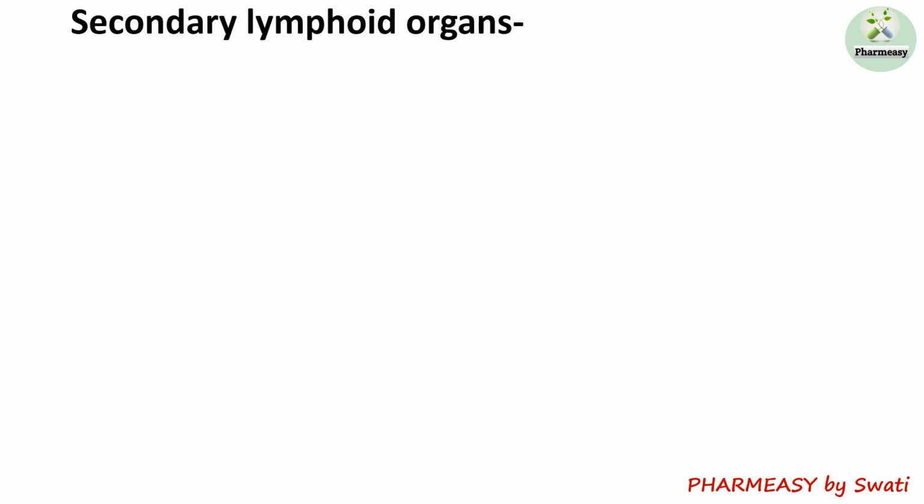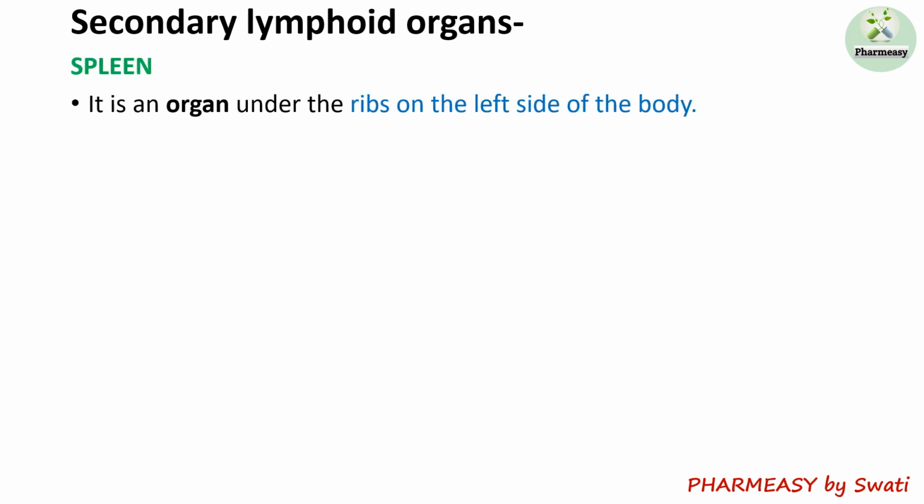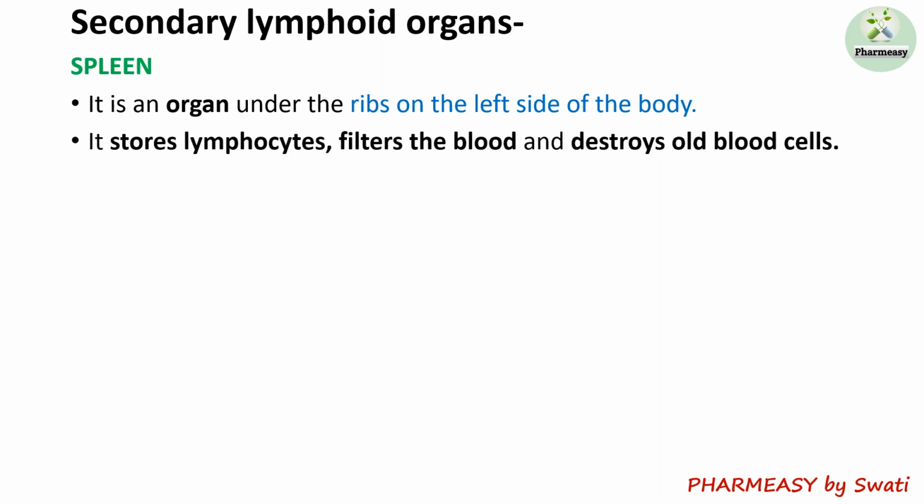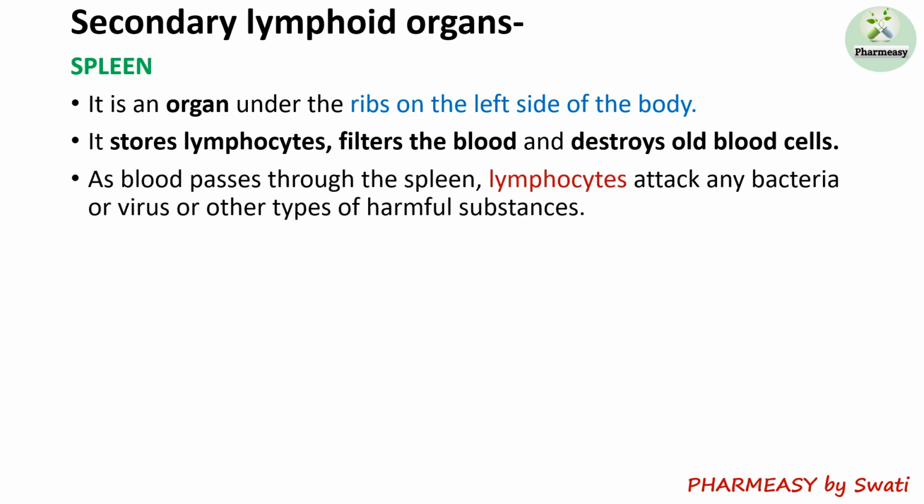Secondary lymphoid organs. Generally, it includes spleen and lymph nodes. Spleen. It is an organ under the ribs on the left side of the body. The main function of spleen is to store lymphocytes, blood filtration, and destruction of old blood cells. As blood passes through it, lymphocytes attack any bacteria or virus or any other type of harmful substances.